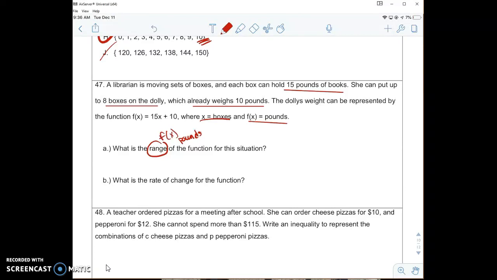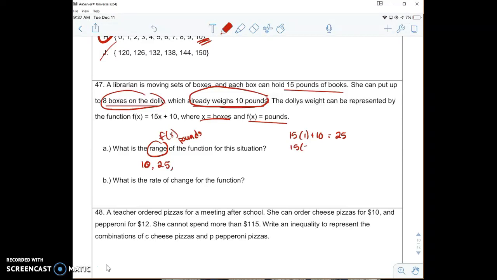I might not have any boxes on this cart. So it says the cart already weighs 10 pounds without any of the boxes. So I'm going to start with 10. I can put up to 8 boxes on the dolly. So if I have 1 box, my cart would weigh 25 pounds.